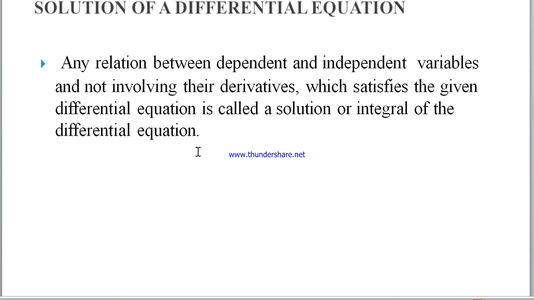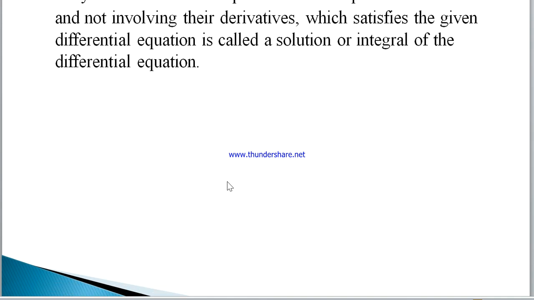That means if you solve a differential equation, you can get the solution by using integration also, but we have a number of methods to solve a differential equation, so that is why we use those differential equation methods. Then we get a relation between dependent and independent variables, that is called the solution of a differential equation.